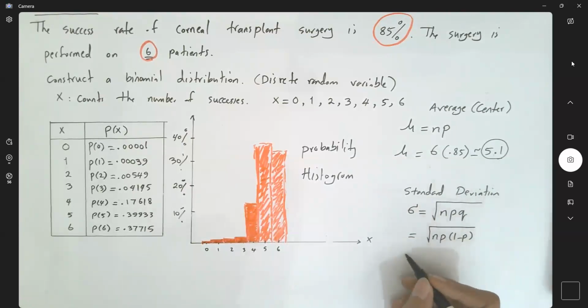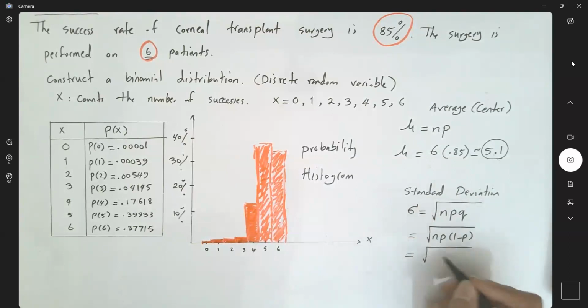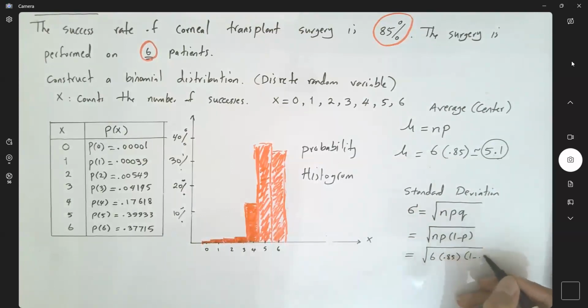Very good. So this is equal to square root of n is 6. Probability of success is 85%. And probability of failure is 1 minus 85%. So if we do the multiplication, let's see what we get as the result of the standard deviation. The standard deviation is about 0.9.